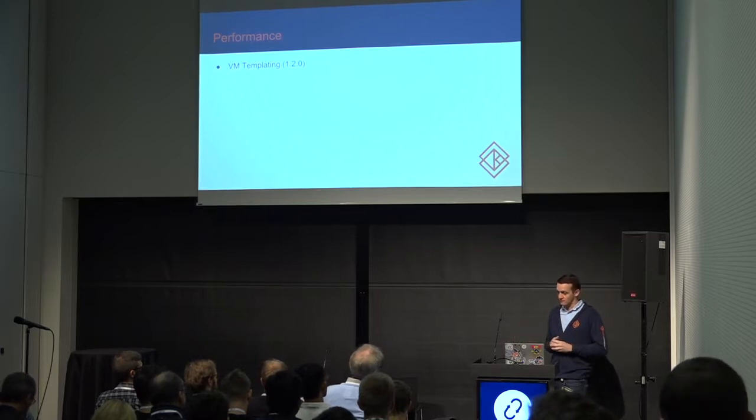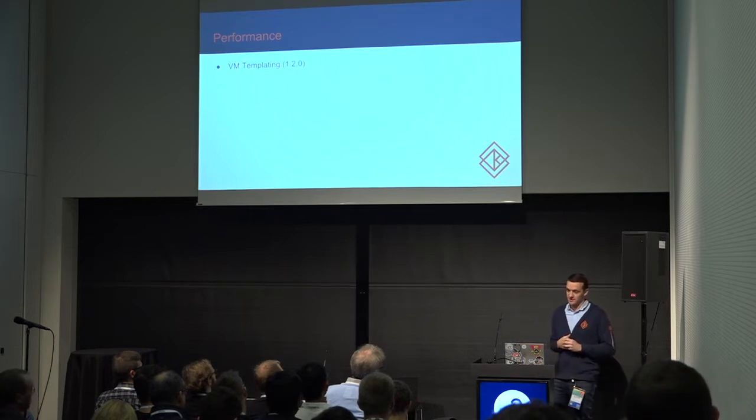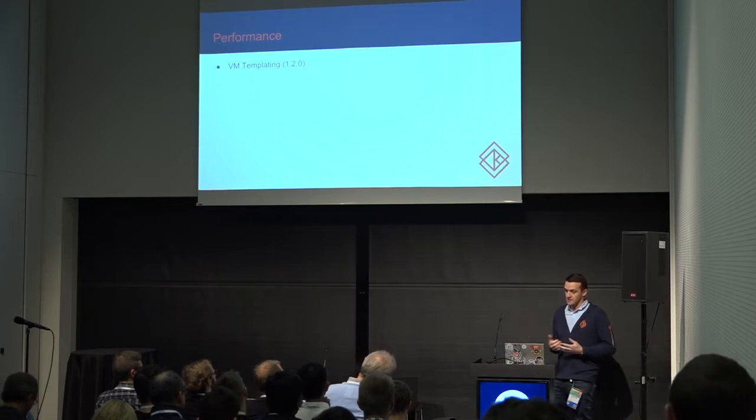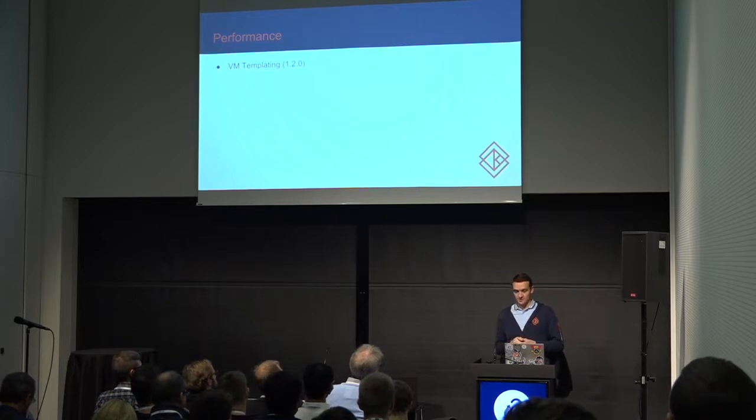It's bearable, and for most of the use cases, it doesn't really matter, but we want to make sure that this stays as is, and we want to make sure that we can improve this. So we want to make sure that boot time is reduced, getting as close as possible to the regular container boot time, and so on. One thing that we did for improving performance is VM templating. That was added in 1.2.0.